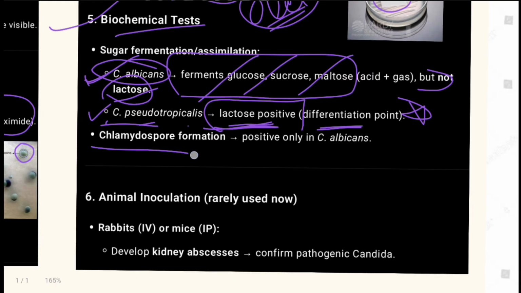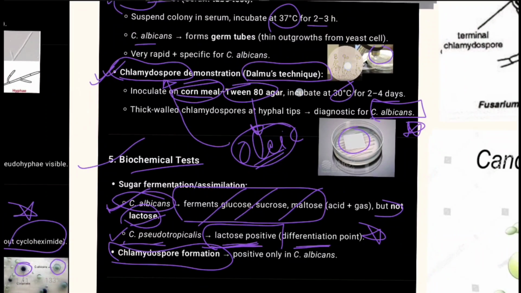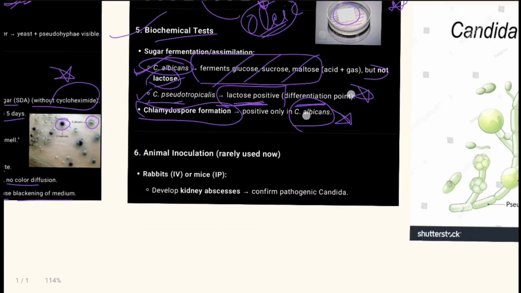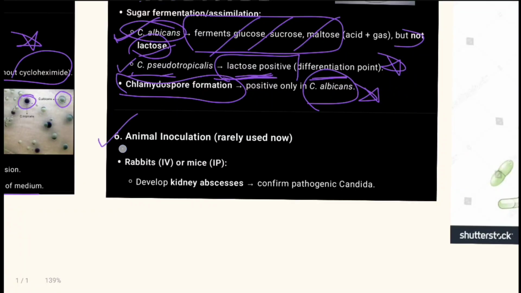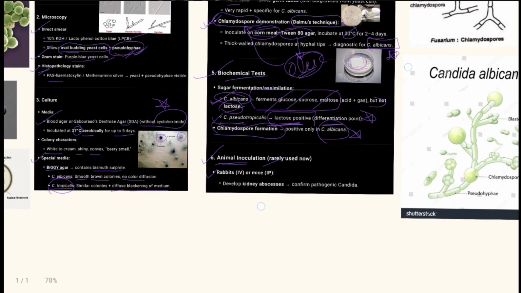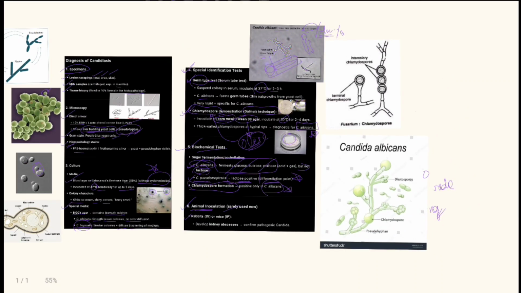Another point, which we already discussed, is Dalmau's plate technique. Chlamydospore formation is evidently noticed only in Candida albicans. This is an important point you must remember. Another technique for diagnosis is the use of lab animals, such as animal inoculations. Animals such as rabbits and mice will be used for inoculation of the samples. So this is what we have already discussed.